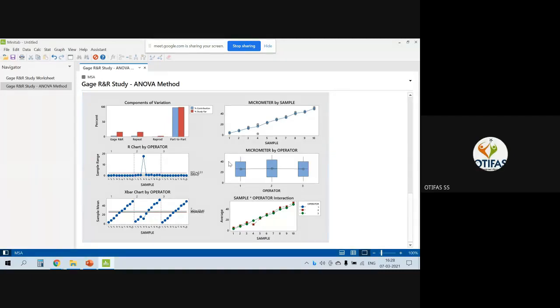You understood reproducibility and repeatability well. When you have a problem in repeatability, that means your gauge is not perfect. The operator is fine. If reproducibility were more, then we could say the variation is because of the operator. Here the repeatability percentage is high out of the total component. That means we are not able to repeat the result. We are able to reproduce it, but we are not able to repeat it.